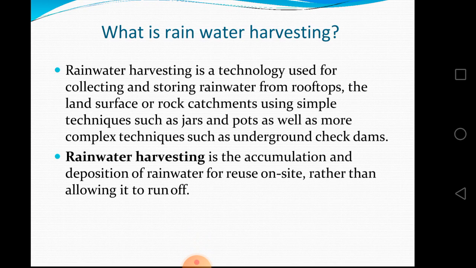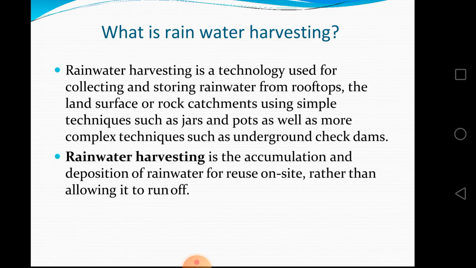It is simple, such as jars, even small jars, or pots, in which we can collect rainwater, as well as more complex structures. We can collect the water in jars from the rainwater collector and store it for public use. It is the same method of collecting water in the jars during rain, and the same concept is used in our daily life also.